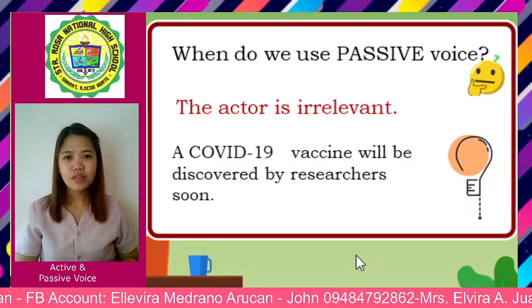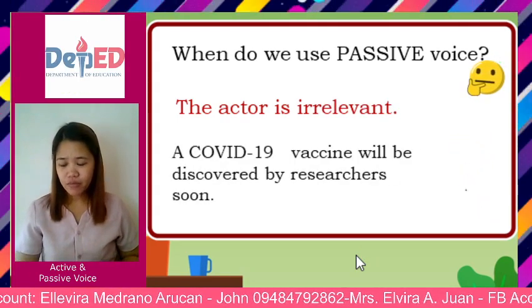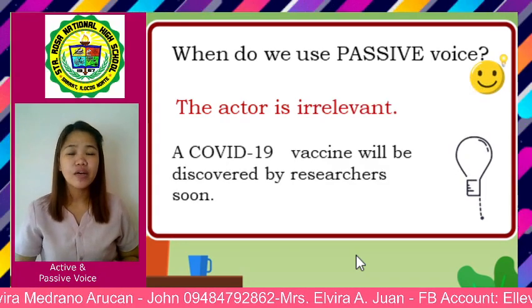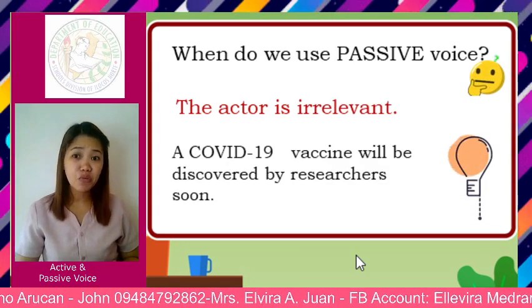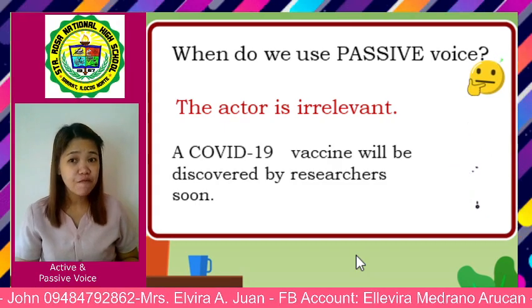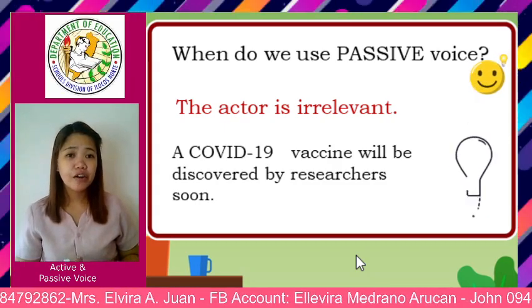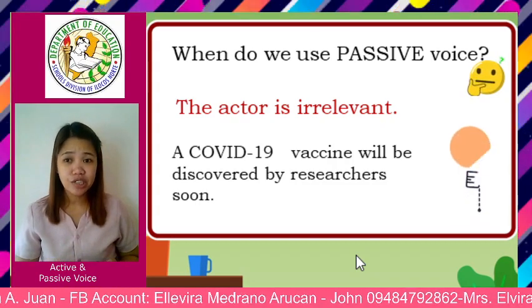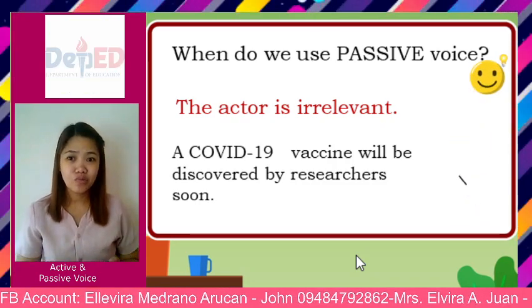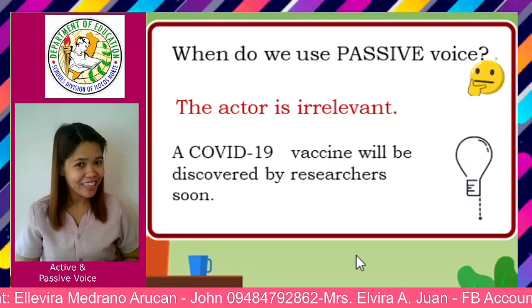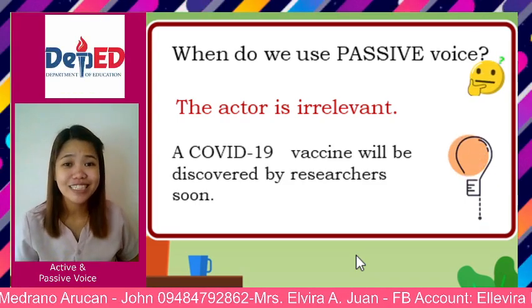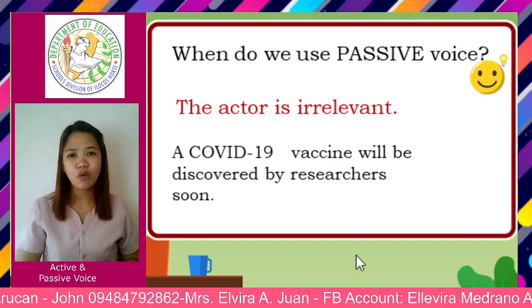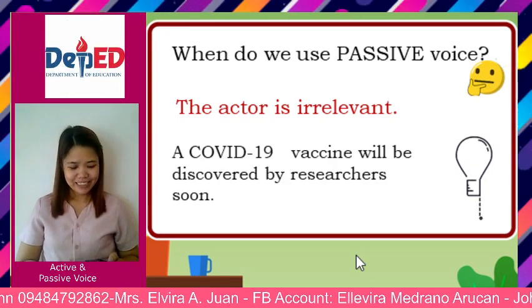Another, the actor is irrelevant. We don't need to mention it. No, it's not that we don't need to mention it, but we don't know who they are specifically. So, here, for example, a COVID-19 vaccine will be discovered by researchers soon. We do not know those researchers yet. So, what's more important is the COVID-19 vaccine. That's why we use the passive voice.